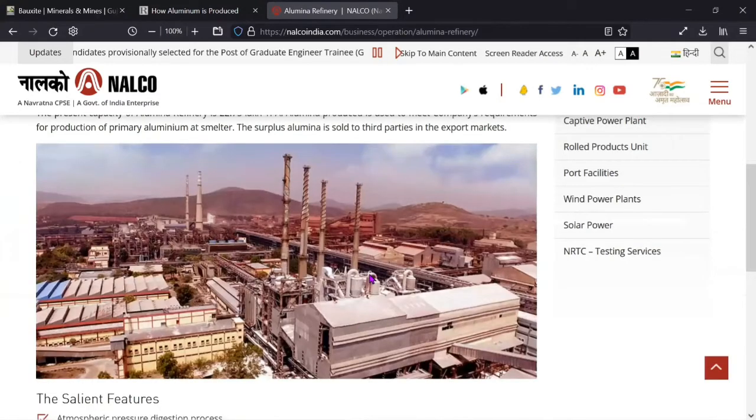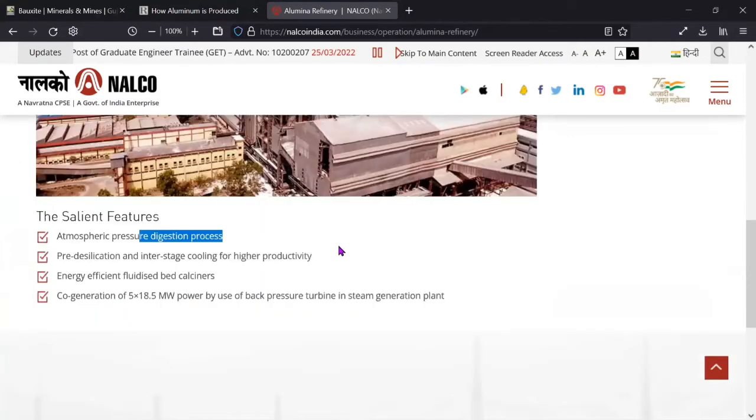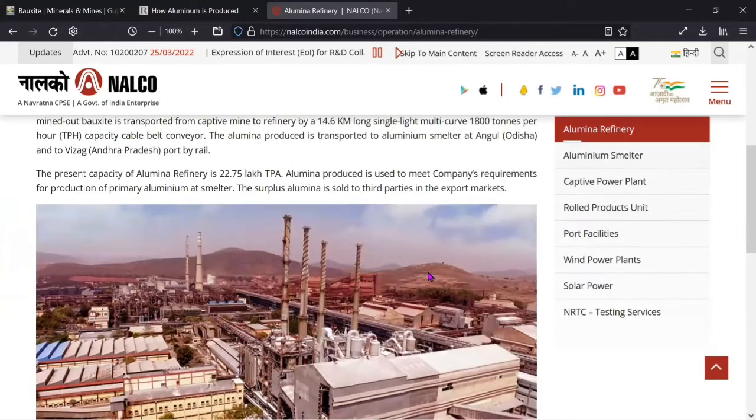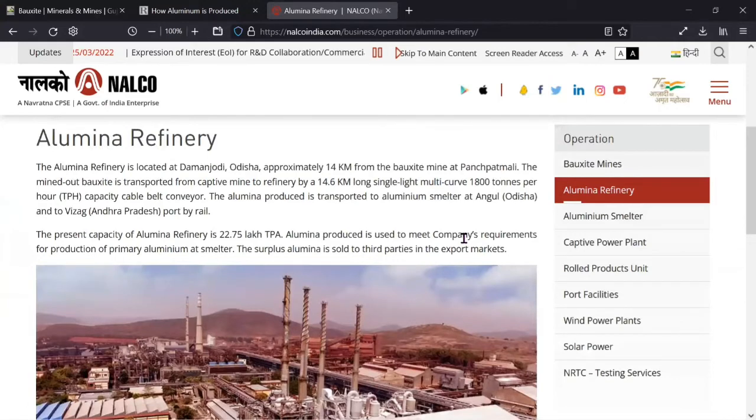Yes. So can you see this word digestion? Can you see this word? Yes. So all these things, I just wanted to show you the practical utility of whatever you are reading in your chemistry book. And after this, this will be the electrolytic process.